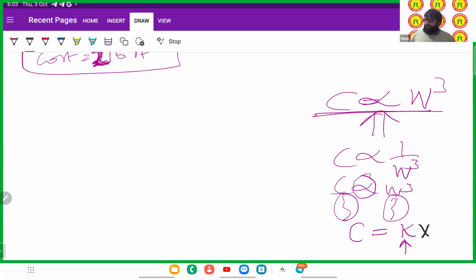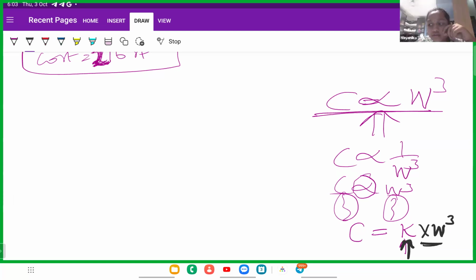So K into weight cube. K is the proportionality constant here. See, what I am telling is simple mathematics. I am removing the proportionality symbol and taking it as an equation between two variables with a proportionality constant. When I want to equate two variables, I should include a proportionality constant. This is the basic proportionality concept, which you were actually taught when you learned about ratio and proportion.